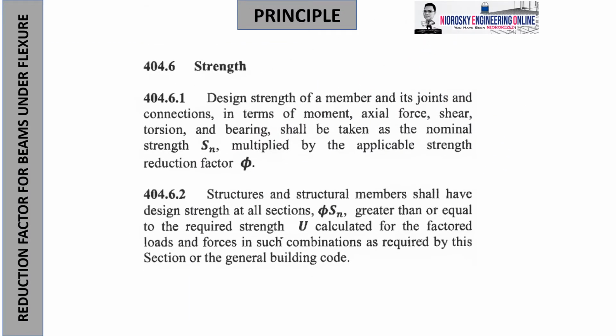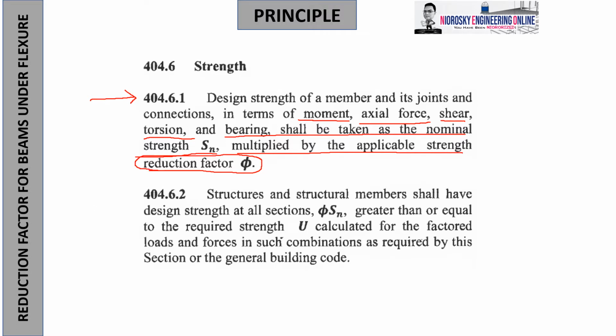Okay, before we start, we have a particular section in the code, under 404.6, and to be specific, 404.6.1. Here it is. The design strength of a member and its joints and connections, in terms of moment, axial force, shear, torsion, and bearing, shall be taken as the nominal strength S sub n multiplied by the applicable strength reduction factor, which is our interest for today's topic.